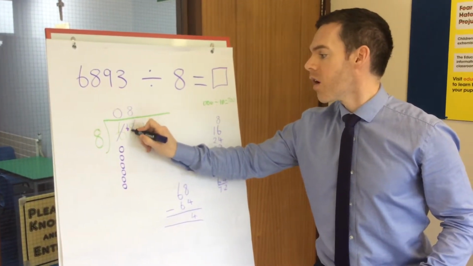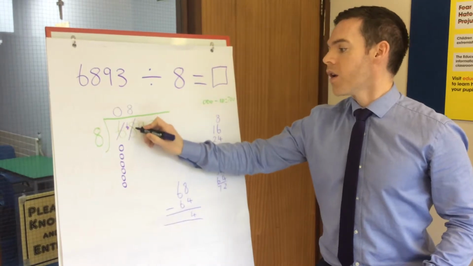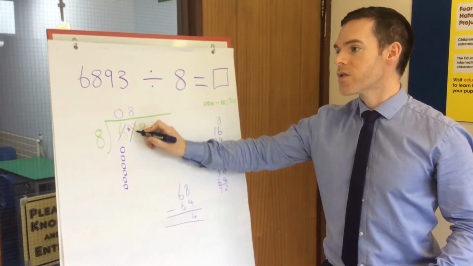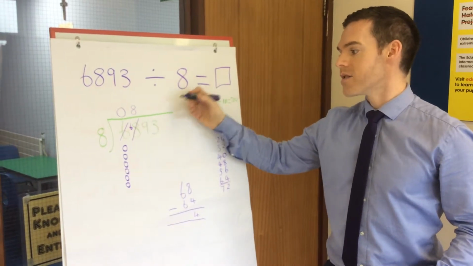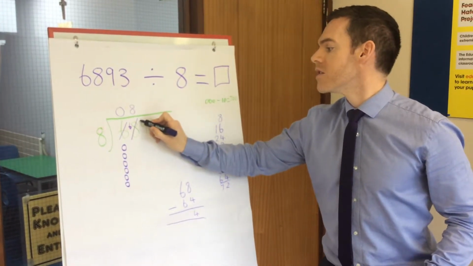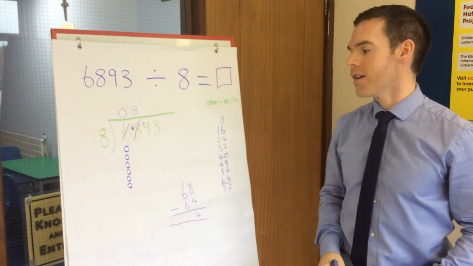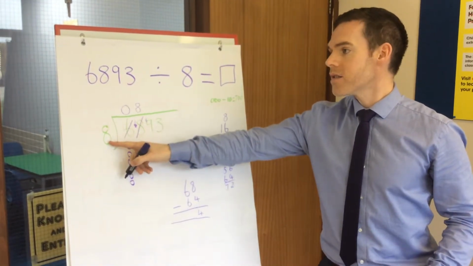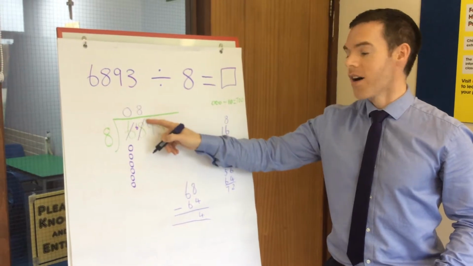If I cross this out now, because this is my hundreds column, remember. I've got 4 hundreds left. I'm going to exchange those 400s into 40 tens. So now that 4 moves into the tens column, I've now got 49 tens. So I ask myself the same question again. How many groups of 8 can I make now with 49 tens?